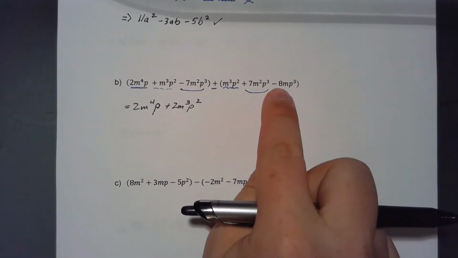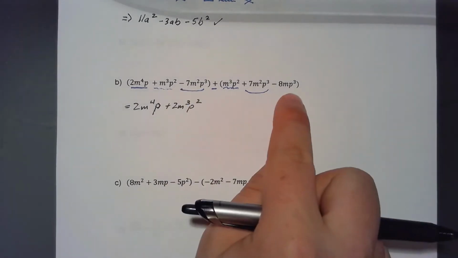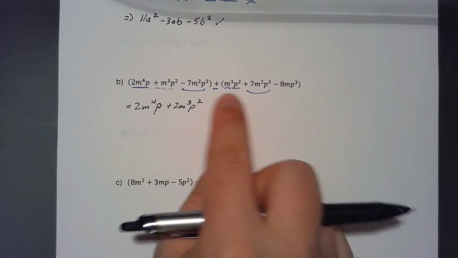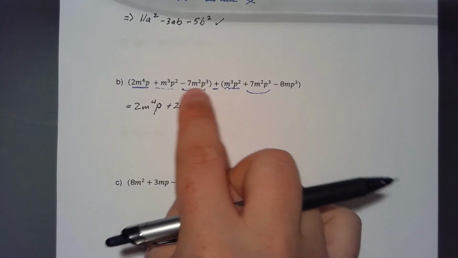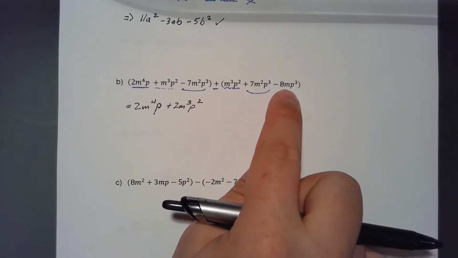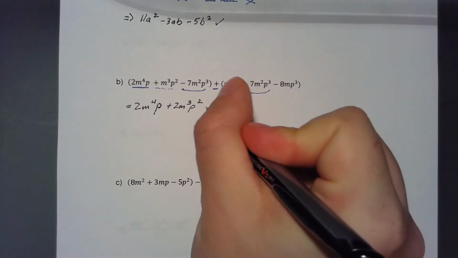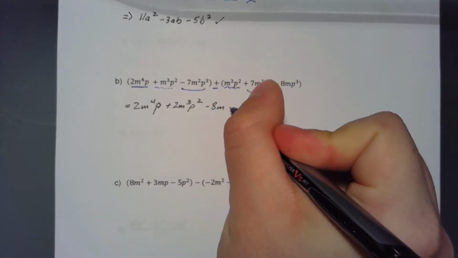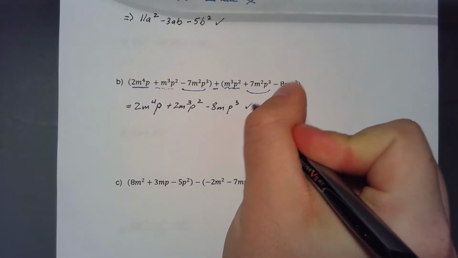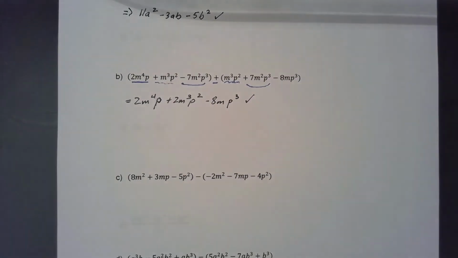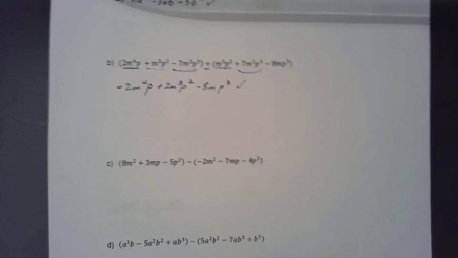And finally, this is the last term. I don't have any mp cubed here, so it's essentially adding 0 to this. So it's 0 plus negative 8 mp cubed is just negative 8mp cubed. And that's it. All right.